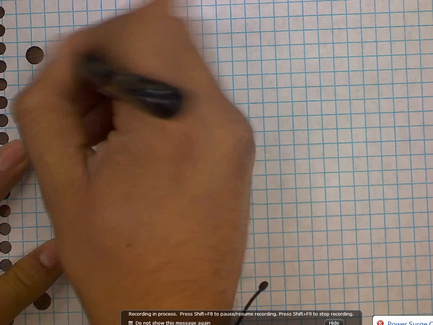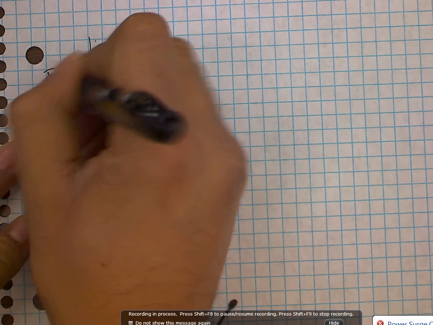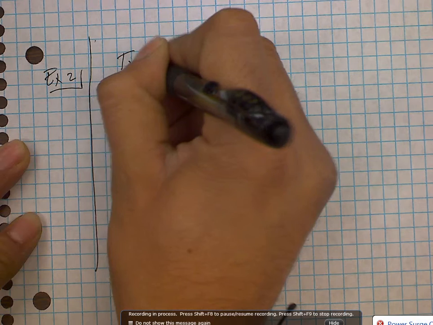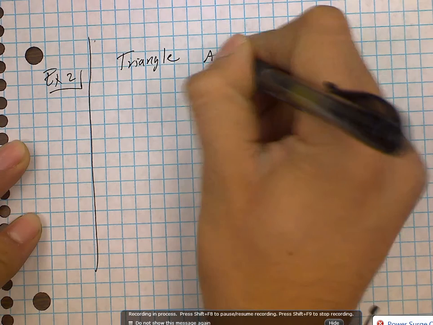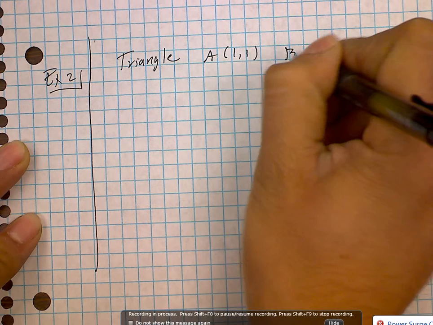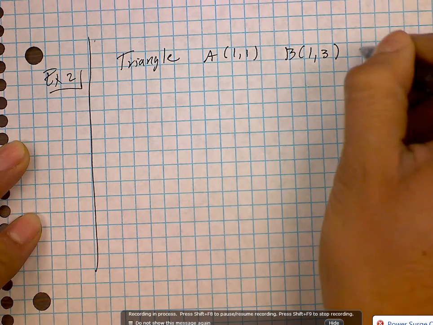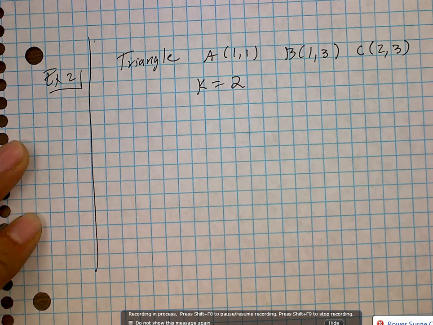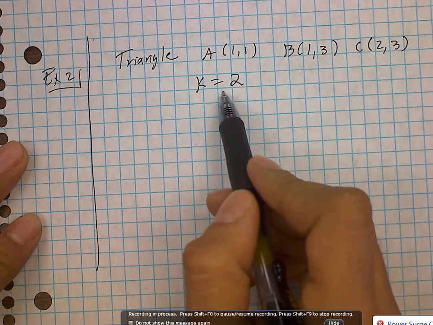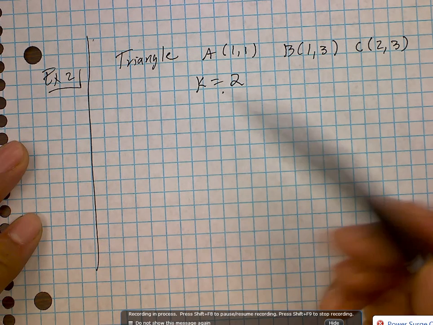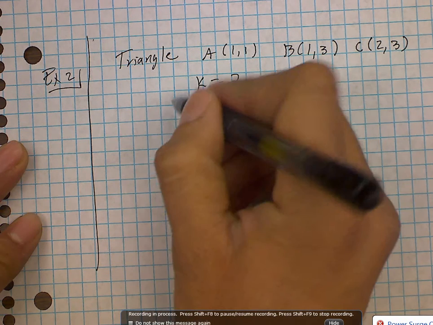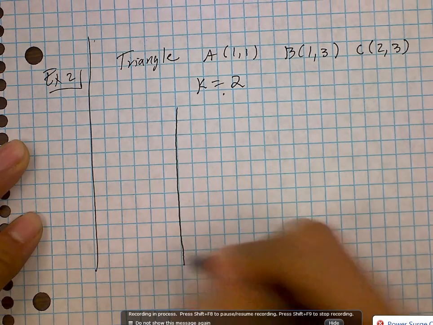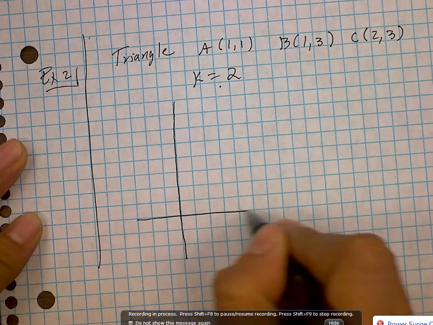Let me give you another example. Let's say I have a triangle this time. Triangle is example 2. We have a triangle with the following coordinates. A is at (1, 1), B is at (1, 3), and C is at (2, 3), and the scale factor is equal to 2. The scale factor is bigger than 1, so that means we're going to have an enlargement, and we're going to see that. I'm going to use pretty much the first quadrant because it's going to get bigger.